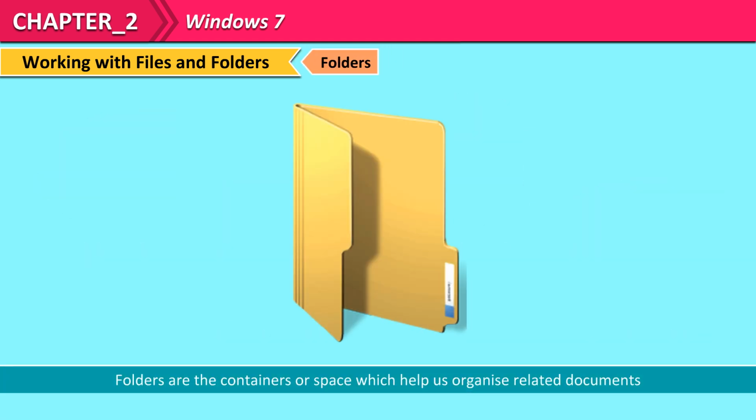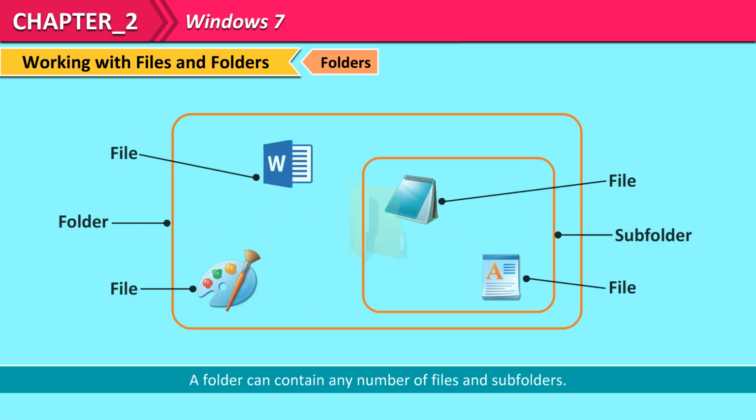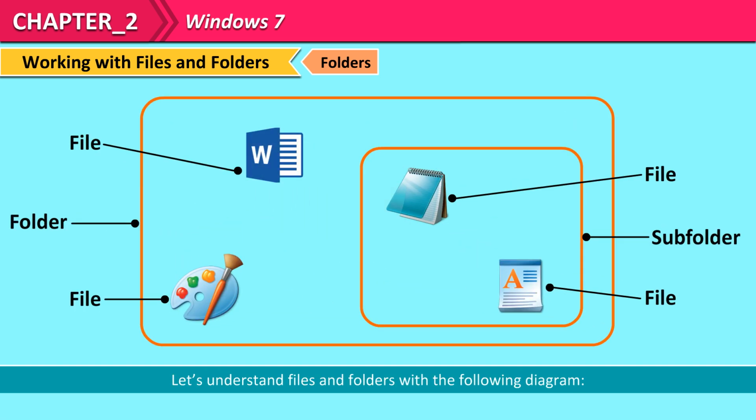Folders. Folders are containers or spaces which help us organize related documents or files together. A folder may contain other folders called subfolders. Just like a file, a folder also has a unique name. A folder can contain any number of files and subfolders. Let's understand files and folders with the following diagram. File, folder, file. File, subfolder, file.